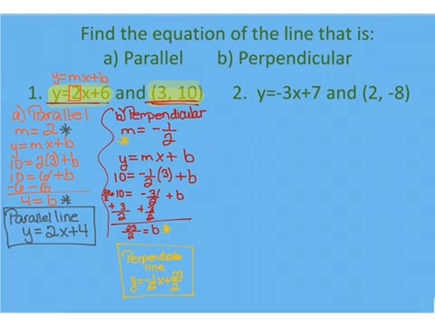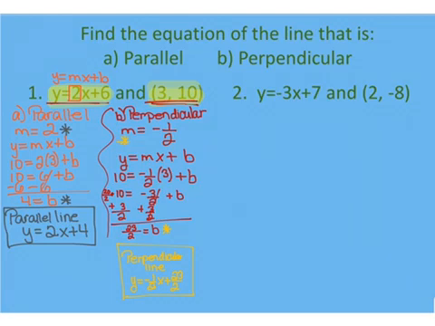The example on the left hand of the screen should be the one that we focused on Monday, where we were dealing with the equation of a line of y equals 2x plus 6, going through the point (3, 10). And we worked on finding its parallel line, which was y equals 2x plus 4, and its perpendicular line, which was y equals negative 1/2 x plus 23 over 2.